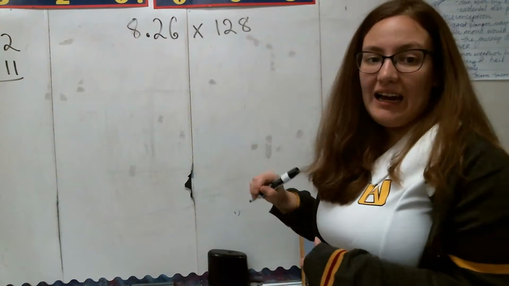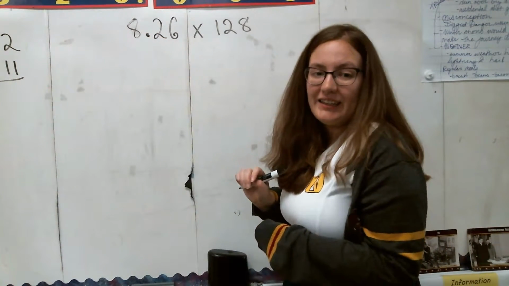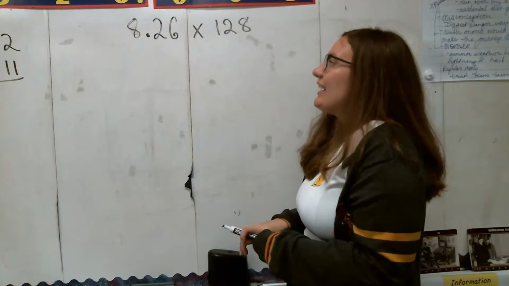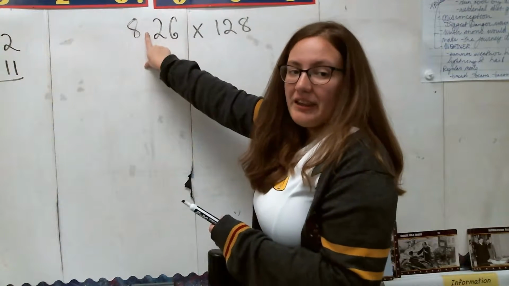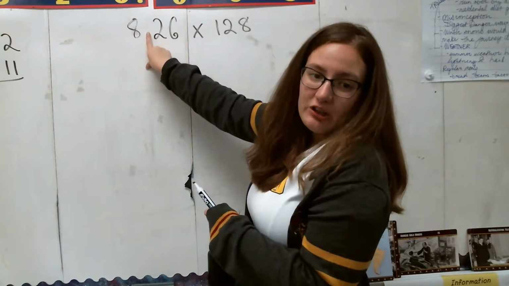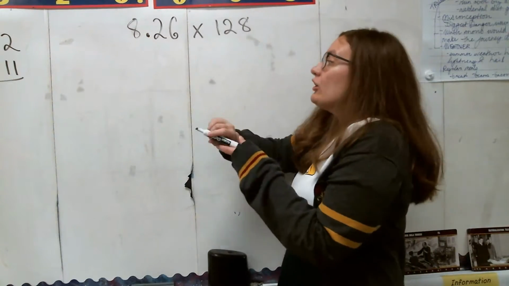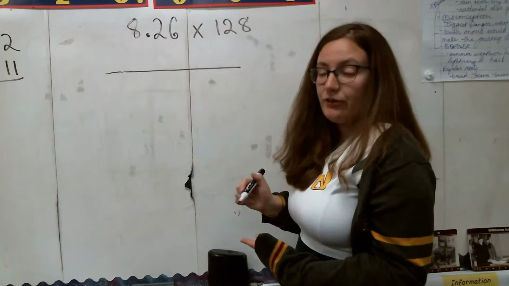Again, I need to rethink what I am seeing right here, this decimal in standard form, and I want to think of this decomposed down to the hundredths place. So basically, I'm going to think of this number without this decimal, and think about what this number looks like. Well, it looks like 826. So at the top of my area model, I'm going to write what 826 would look like in expanded form.